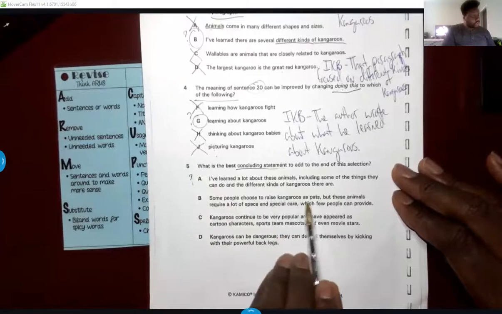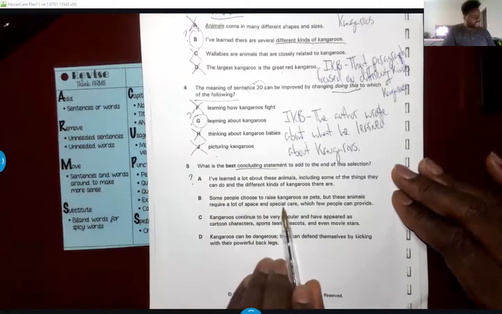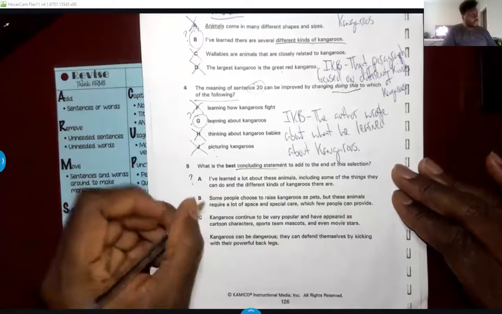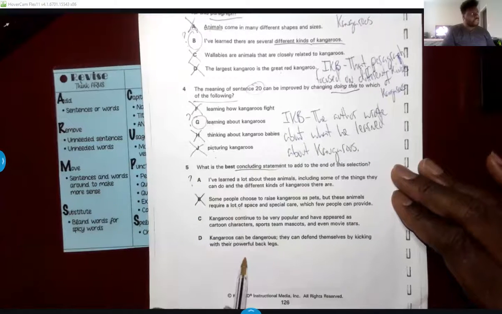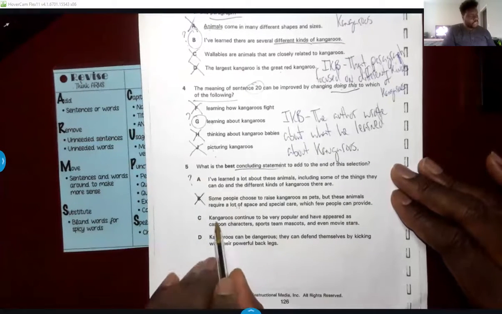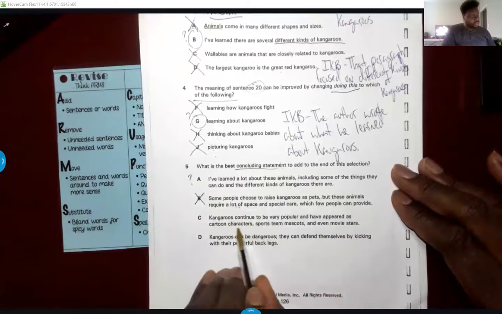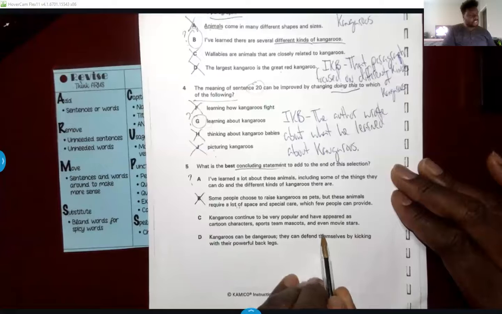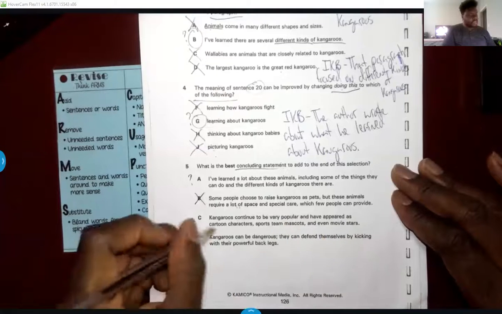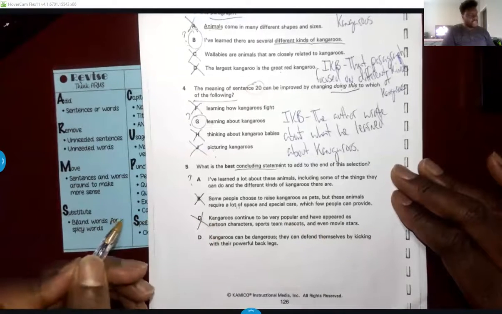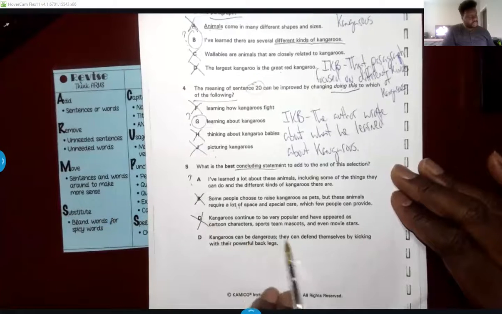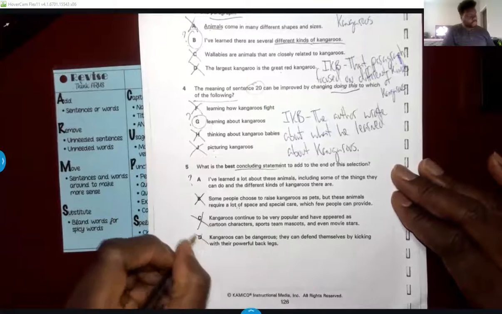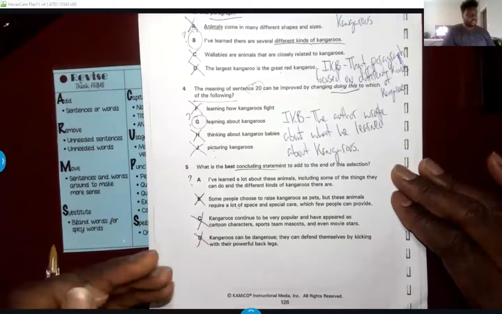Some people choose to raise kangaroos as pets, but these animals require a lot of space and special care, which few people can provide. It wasn't really talking about raising them, and that will be introducing new information at the end. We don't really do that. Kangaroos continue to be very popular and have appeared as cartoon characters, sports team mascots, and even movie stars. Well, he was saying how he enjoyed researching, but not telling you about how kangaroos were popular. I think this would be more in the beginning of the passage, not the end. Kangaroos can be dangerous. They can defend themselves by kicking with powerful back legs. Okay, this is true, but this would have gone where he was giving you descriptions about what they could do, not at the end.